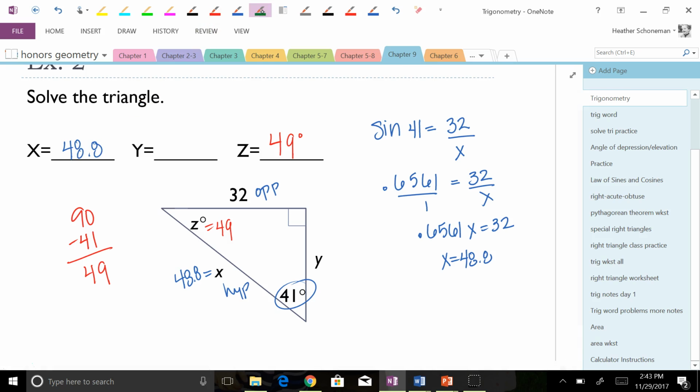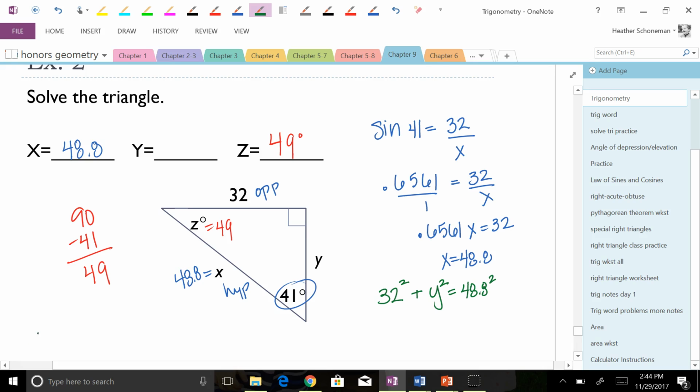All right, from here you have a choice. For y, I could do trig again, or I could do Pythagorean theorem, which is what I'm going to choose to do. So I'm going to do 32 squared plus y squared equals 48.8 squared. Now, this is when I hope that you can start to get decent at your calculator. We know I'm going to have to take 48.8 and square it, and then subtract 32 squared for that. See if you can put that in your calculator without showing all your work.